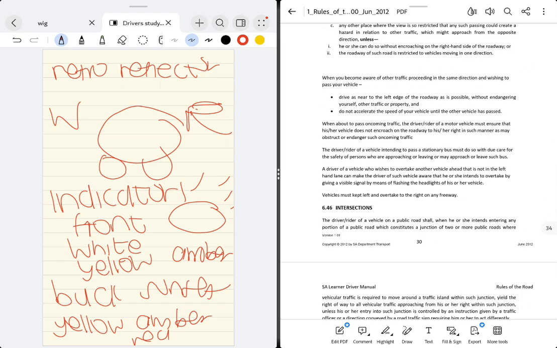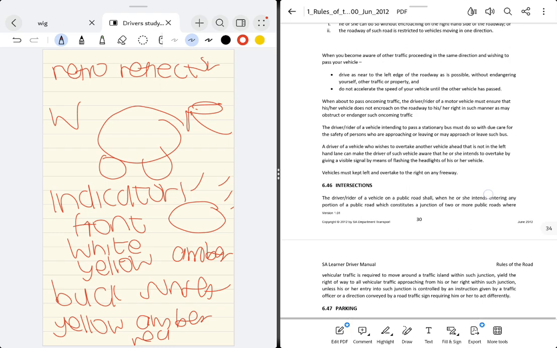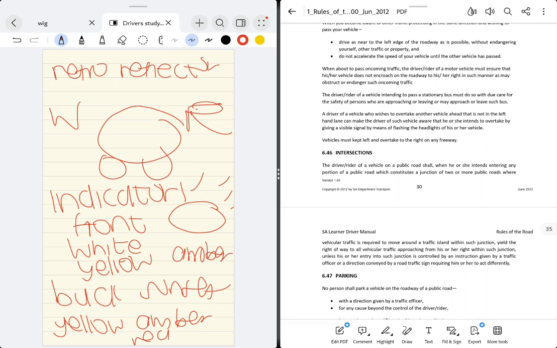When you become aware of other traffic proceeding in the same direction and wishing to pass your vehicle, drive as near to the left of the road as possible without endangering yourself or the traffic or property, and do not accelerate the speed of your vehicle until the other vehicle has passed. When about to pass oncoming traffic, the driver of a motor vehicle must ensure that he does not encroach on the roadway in such a manner as may obstruct or endanger such oncoming traffic. The driver of a vehicle intending to pass a stationary bus must do so with due care for the safety of a person who, approaching or leaving, may approach or leave such a bus.